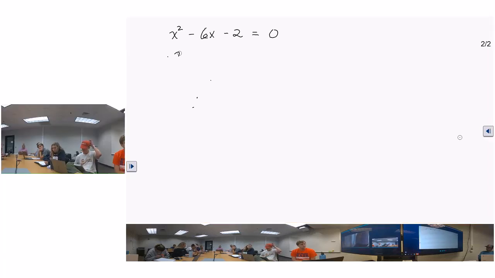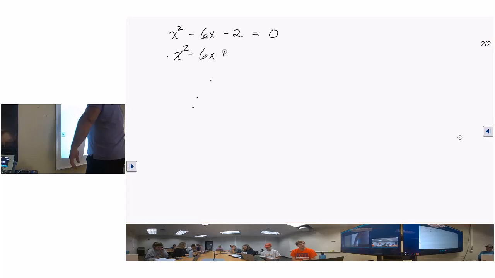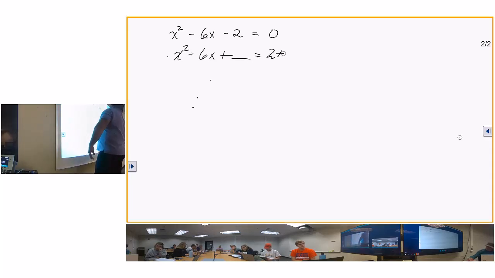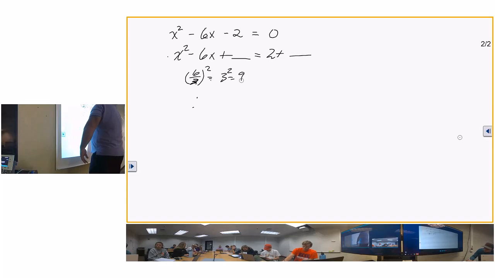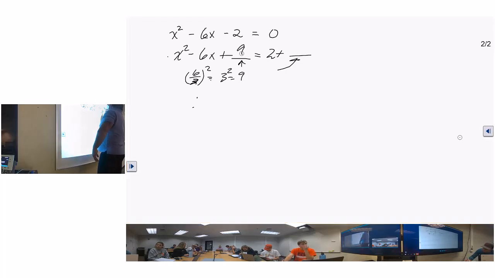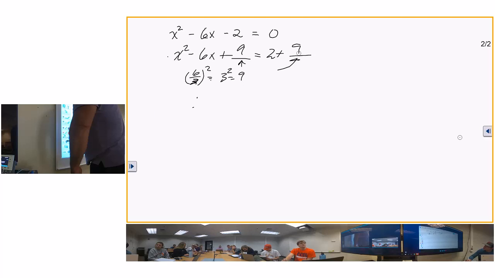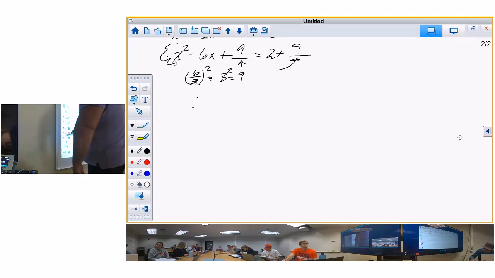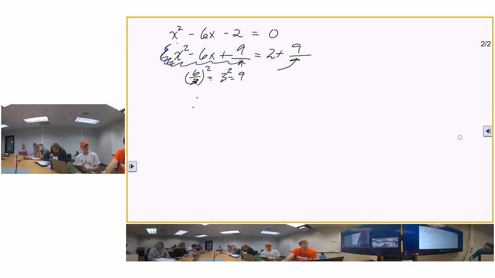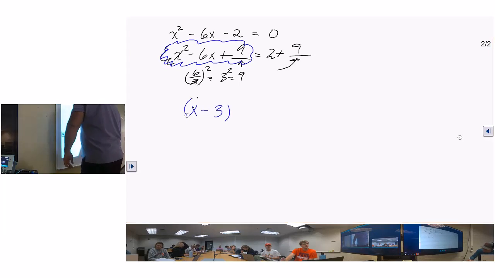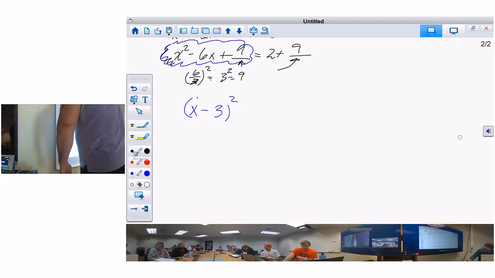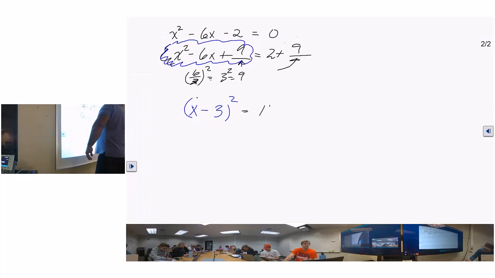So, x squared minus 6x plus blank is equal to 2 plus blank. Half of 6 is what? 3. 3 squared? 9. 9 goes there, and that automatically gives us what on the left-hand side? In this case, shortcut number what? Number 2, which is x minus 3 quantity squared. And then on the right is equal to 11.